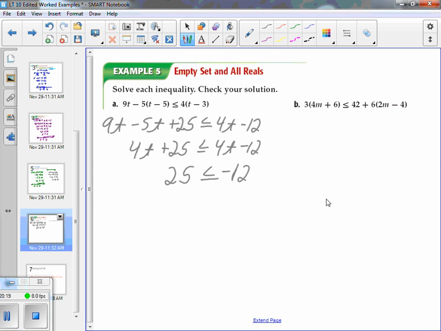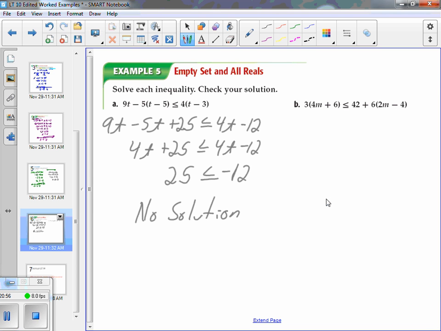Just like with an equation, when all of a sudden your variables are gone, either there's no solution or everything's a solution. It depends on whether or not that's a true statement. If that's a true statement, every possible t is a solution. If that's a false statement, there is no solution. Which is it in this case? That's a false statement. 25 is not less than or equal to negative 12. So that's a false statement, so there is no solution.